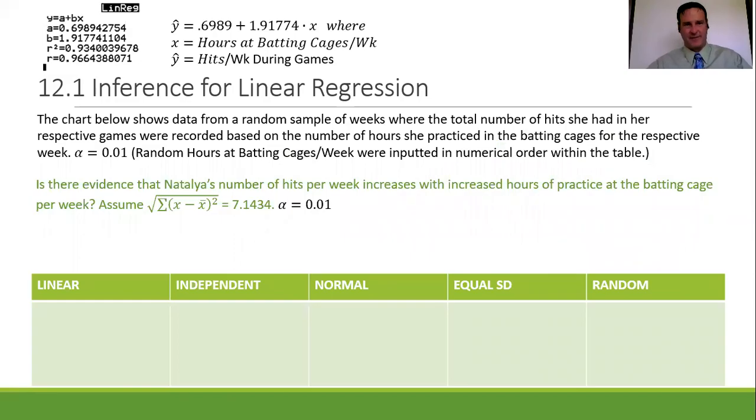All right. Now, some things that were included on this new screen is the information that we had from the previous one with respect to our least squares regression line and the math of how we got that. And here's what they ask. They say, is there evidence that Natalia's number of hits per week increases with increased hours of practice at the batting cage per week? And when I see this, is there evidence? That means we're going to have an inference test, with a null and alternative hypothesis, and need all 5 steps to get a good conclusion at the end.